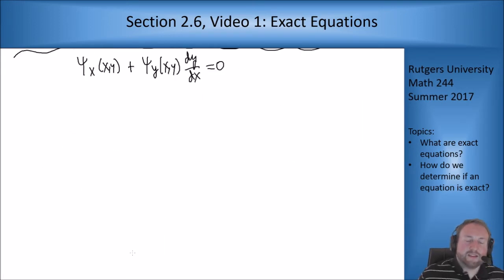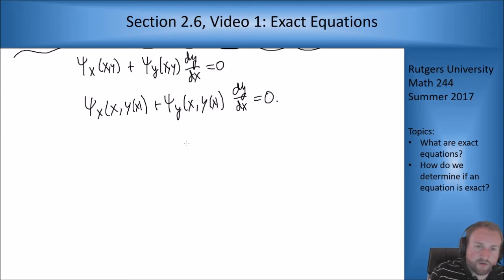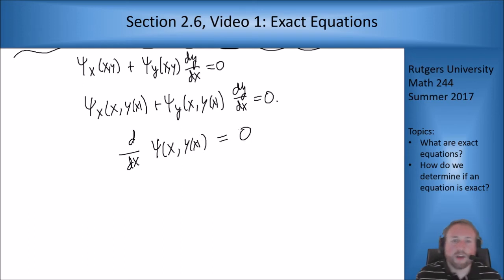But now what is this? Well, if we go back to Calc 3 and look at the chain rule, since I'm defining y as a function of x, let me write that more explicitly and then we'll write this out again. So psi_x of x, y of x, plus psi_y of x, y of x, dy/dx equals 0. This is just, if we go back to Calc 3 and the chain rule, the total derivative in x of psi of x, y of x equals 0.